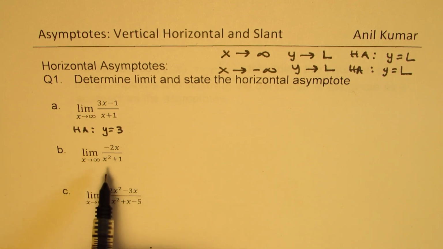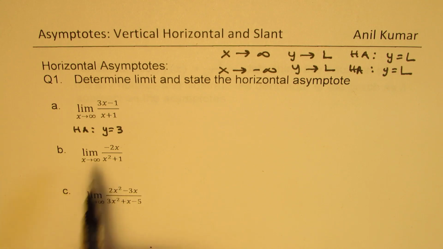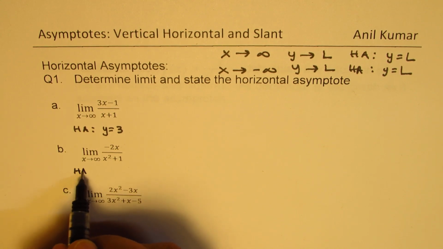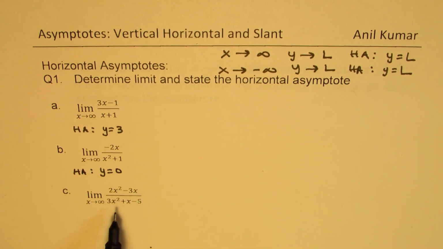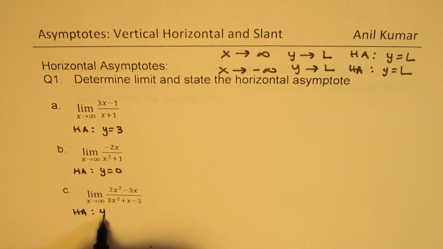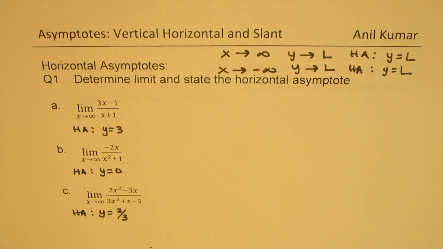The next one here, if you compare, the degree of the denominator is higher. Since that is higher, we do have a horizontal asymptote, and the equation is y equals 0. In the third case, the degrees of numerator and denominator are the same. So the ratio of the leading coefficients will be our answer. So we have a horizontal asymptote, which is y equals 2 over 3. Is that clear to you? Right? So that is the straightforward way of finding the horizontal asymptote.